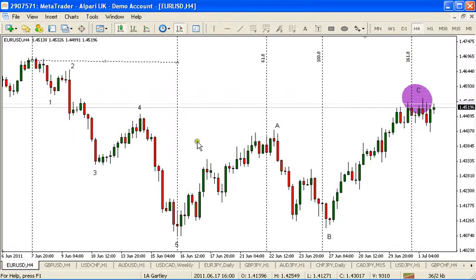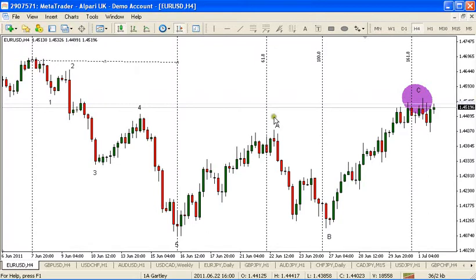Okay, so it took 161.8% longer for the correction than the trend as far as time. Okay, and this is another very likely target. Okay, so once again, this is another thing that we stack up on top of our price projection.